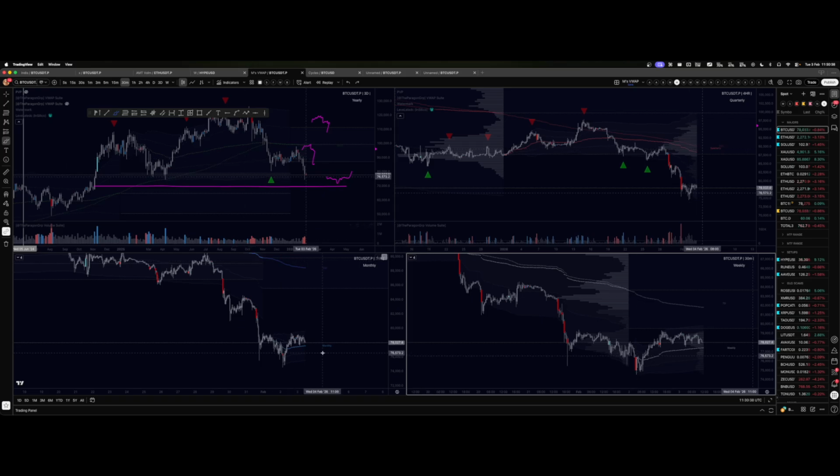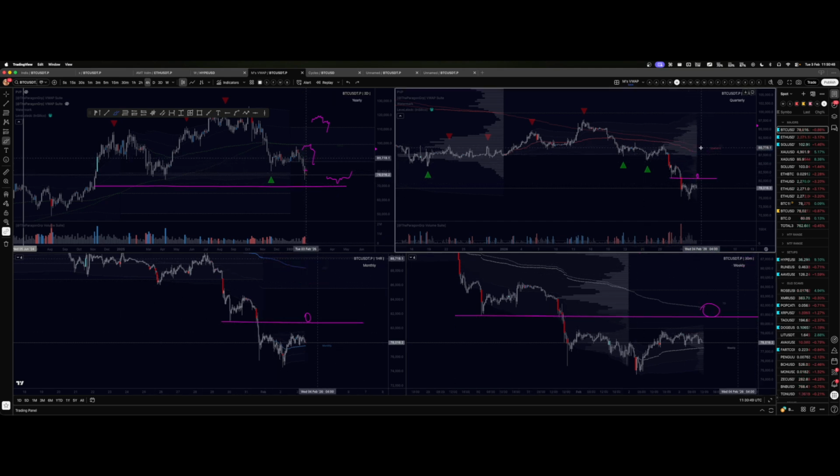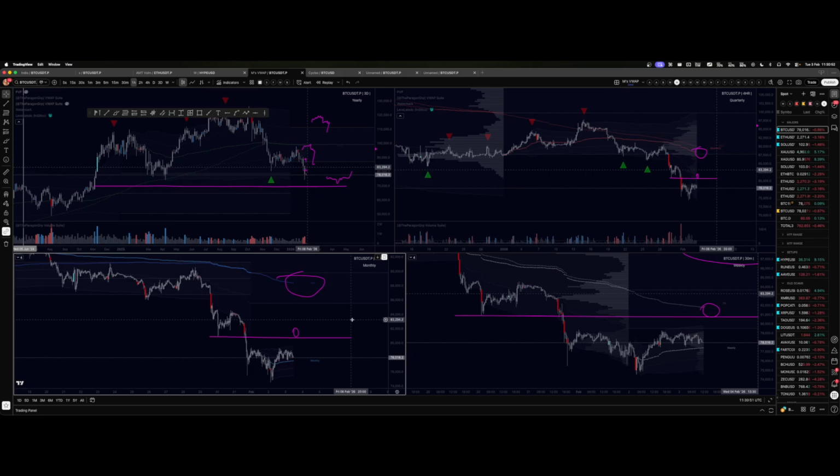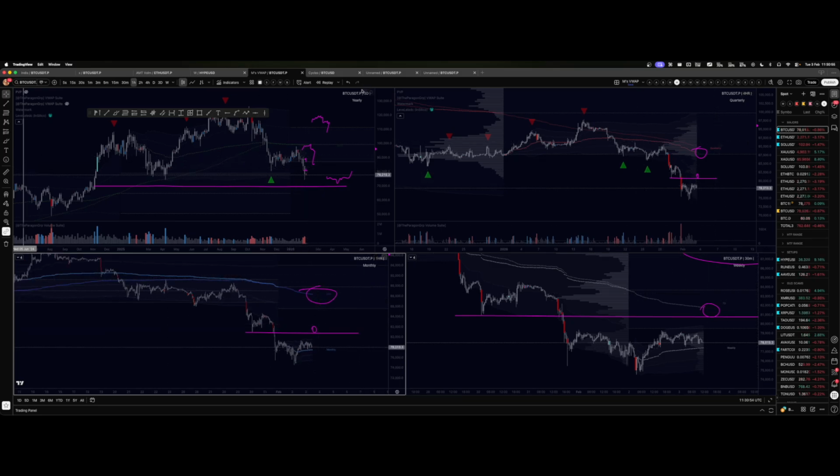Where is it? Sync and layout. Like this and like this. That looks interesting. And then this here. So we can see this lines up with this and everything's lining up. It looks cool.